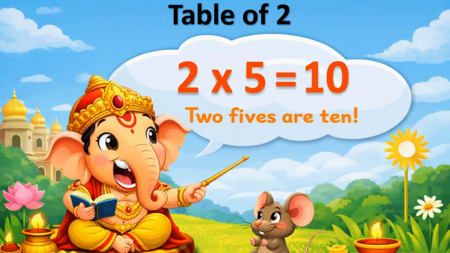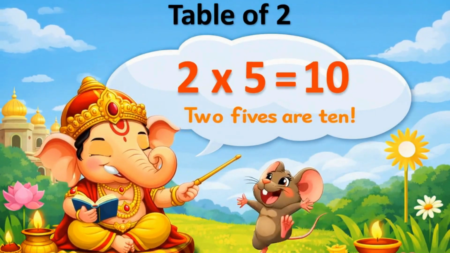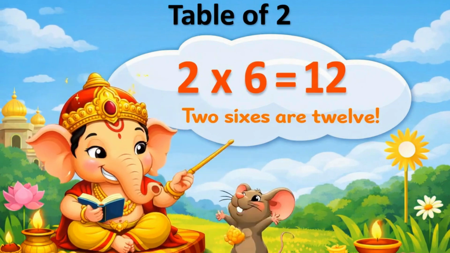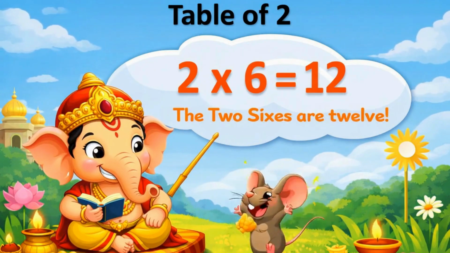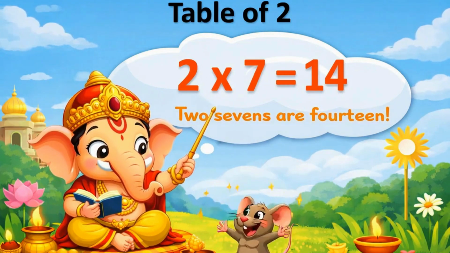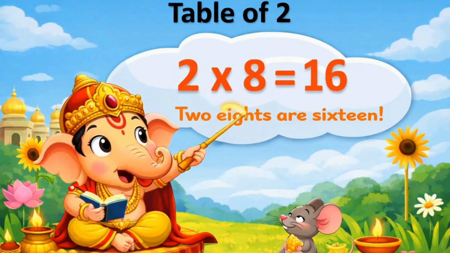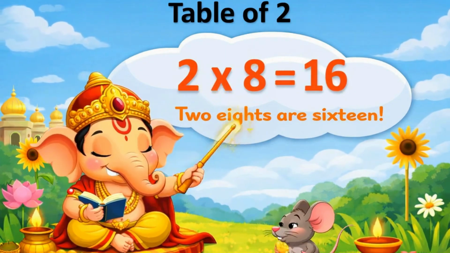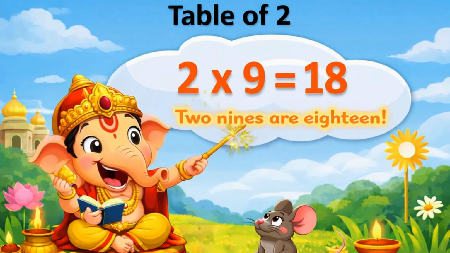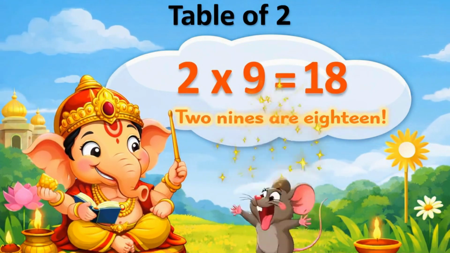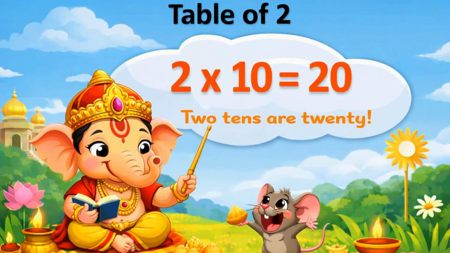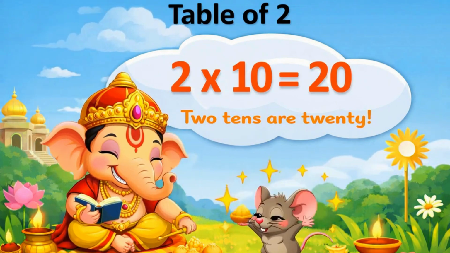2 fives are 10. 2 sixes are 12. 2 sevens are 14. 2 eights are 16. 2 nines are 18. 2 tens are 20.